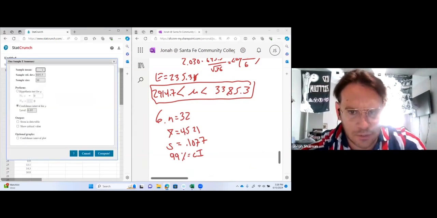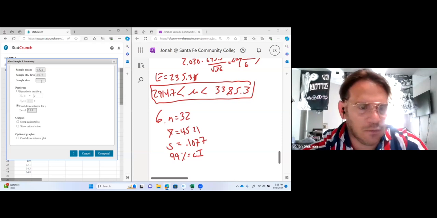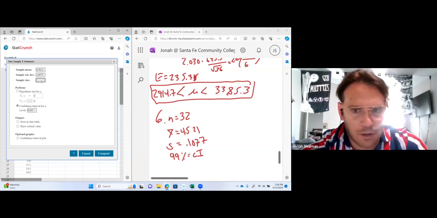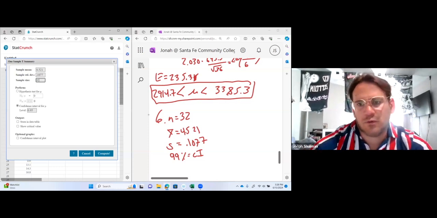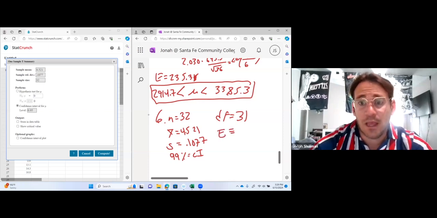Now it is 4.521. Our standard deviation is 0.1077. Our sample size is now what? Sorry, 32. But they also want the degrees of freedom and stuff. So your degrees of freedom is just one less, 31. And I'm gonna see if I could just get that value by just looking at it, okay? Because they also want the error. And they also want the t statistic too. So we got to get these three also.